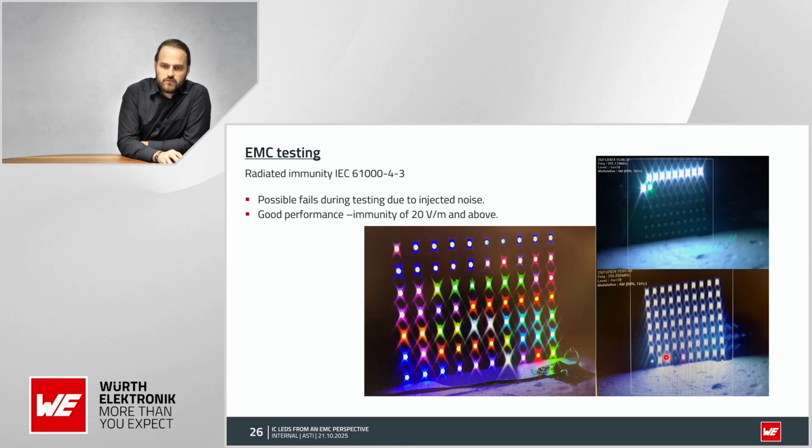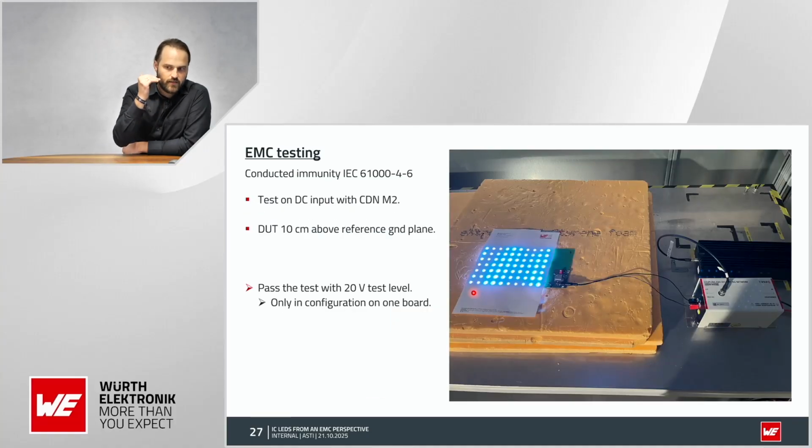But we also had, let's say, changes in color and holes in the string, and we can also have a disco light. So everything is possible. During the radiated immunity testing, with everything on one board, all the devices pass 20 volts per meter. Only the non-filtered device gets problems at higher field strengths than 20 volts per meter.